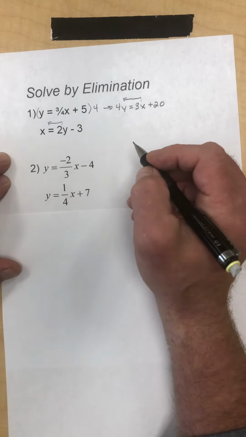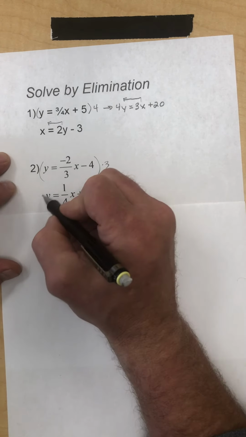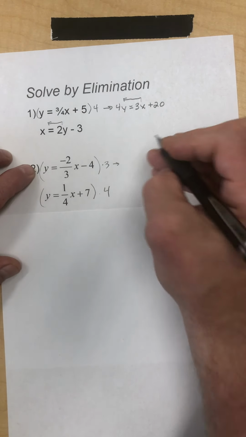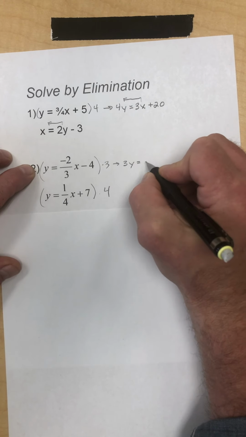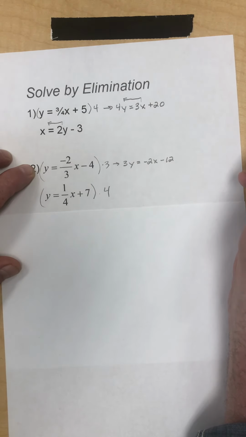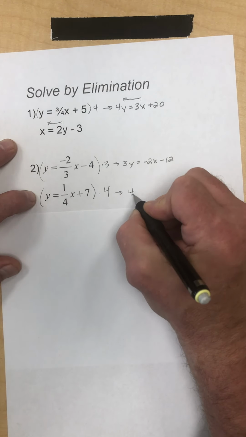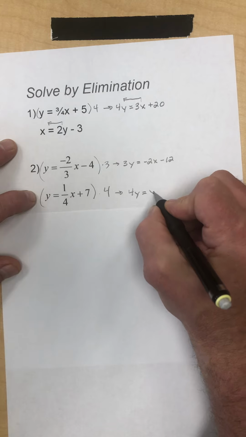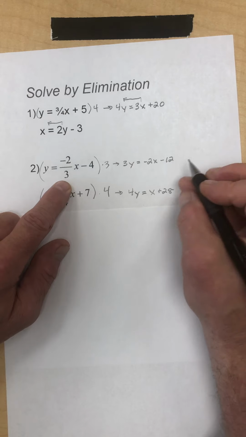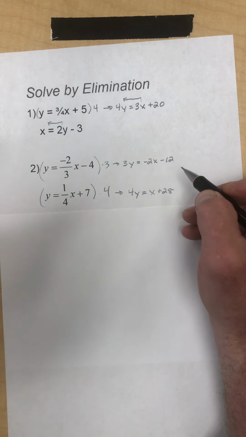Okay, so let's see. I've got to get rid of the fractions here, so I got to multiply through by 3. And I get rid of the fractions here, so I got to multiply by 4. So let's see, when I multiply the top one by 3, I get 3y equals negative 2x minus 12. Okay. And then when I multiply by 4 here, I'm going to get 4y equals 1x, or just x, plus 28. Okay, so let's see, 3y equals negative 2x minus 12, good. 4y equals 1x plus 28, good.